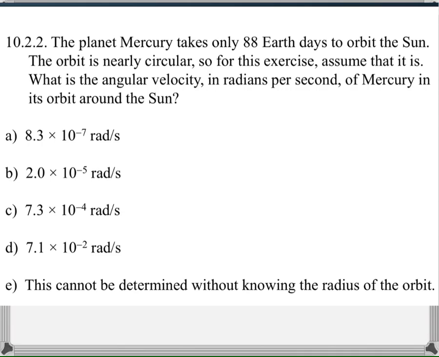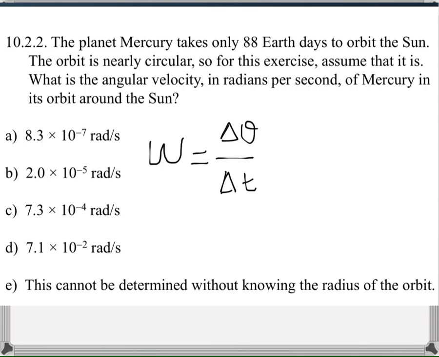Well, an immediate example: Mercury, the first planet in the solar system, takes only 88 Earth days to orbit around the Sun. If you assume that this orbit is a complete circle, then what is the angular velocity in radians per second of Mercury in its orbit around the Sun? So what was the definition of angular velocity? You can immediately write delta theta divided by delta t.